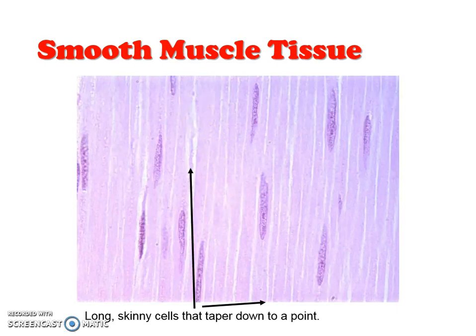And although you don't need to know it for the test, smooth muscle would be found in like our digestive organs, and they would be responsible for moving food through our gut. And this ends the final presentation for histology.